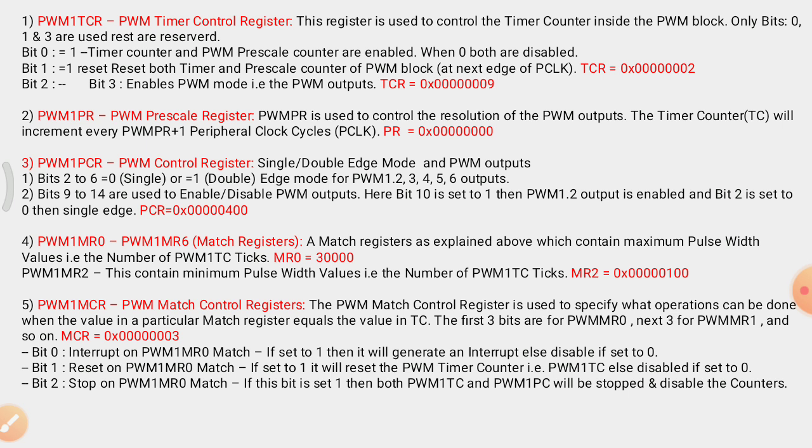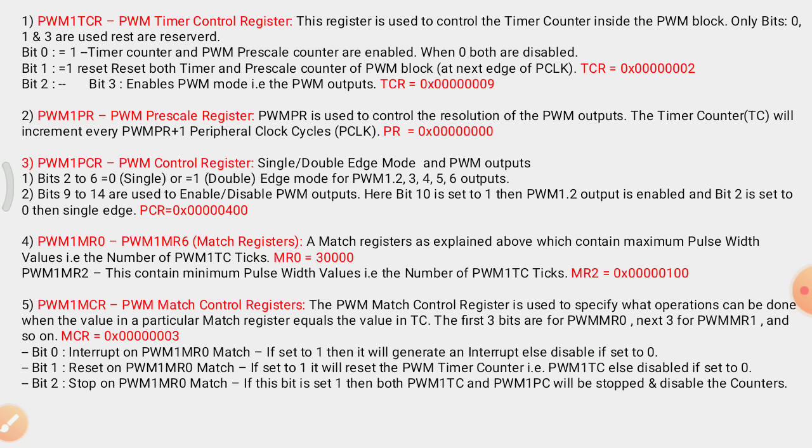Here if bit 0 is equal to 1, then TC and PR are enabled, and if it is 0, both are disabled. If bit 1 is equal to 1, then it resets both TC and PR. For that purpose we are making TCR equal to 0x00000002, where bit 1 is equal to 1, so that we are resetting TC and PR.